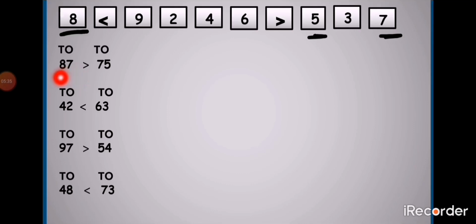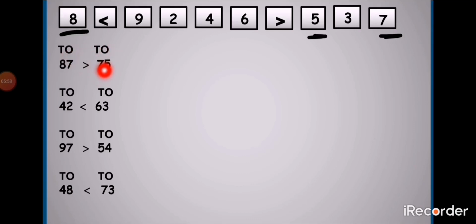So I will start from the right side. In 87, 7 is the right side digit. I put O for ones. Next is 8. I put T for tens. So this number has 8 tens and 7 ones. Now look at the next number, 75. The right side digit is 5, so put O for ones. Next digit is 7, put T for tens. So this number has 7 tens and 5 ones.